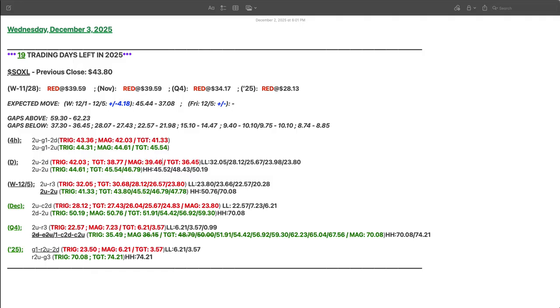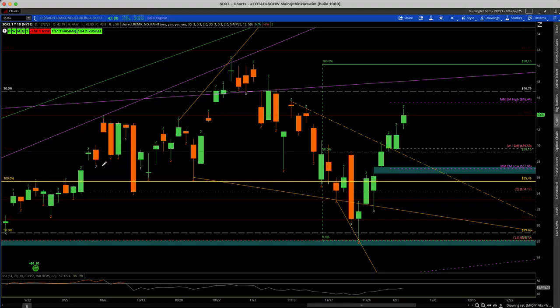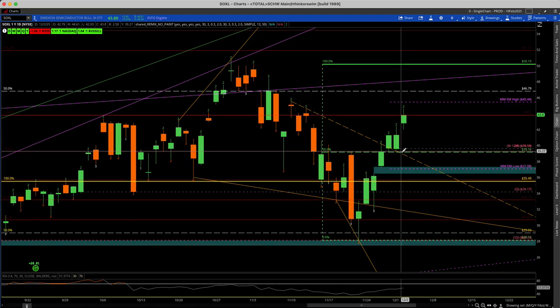39.46. Didn't do our homework here, I apologize for that. So, again, 2 up, 2 down, it would trigger at 42.03, and the expectation would be it would go to the low of this candle, which is 39.46.